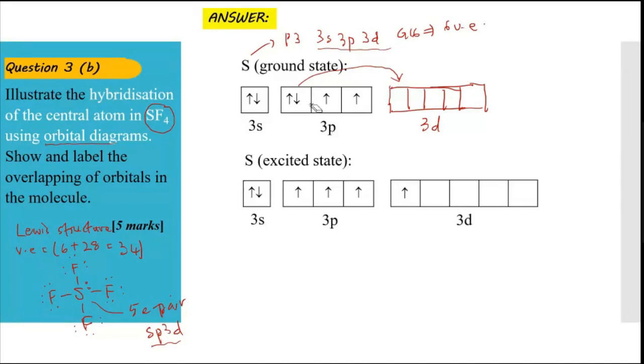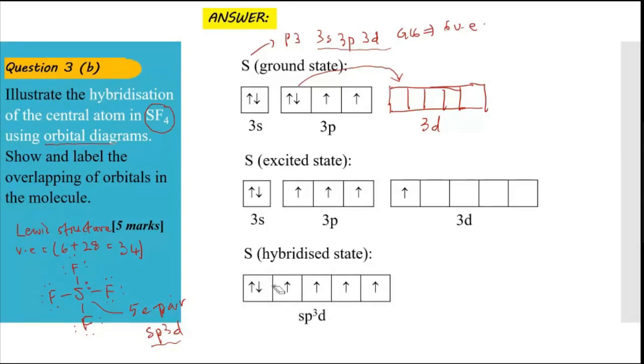So after excitation, because the type is sp3d, you just split this and go into the 3d orbital. So you come out with 4 single electrons. These single electrons can be shared with another 4 electrons from other atoms, as in the Lewis structure here. Later they can be shared with the fluorine. Okay, and then the hybridized state.